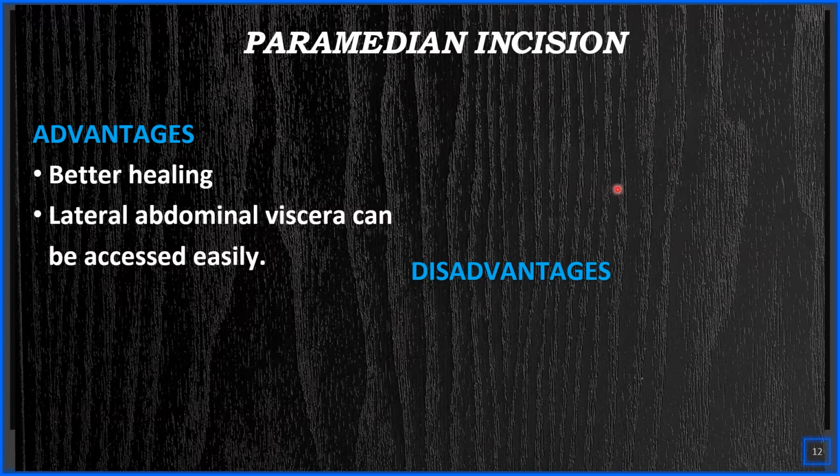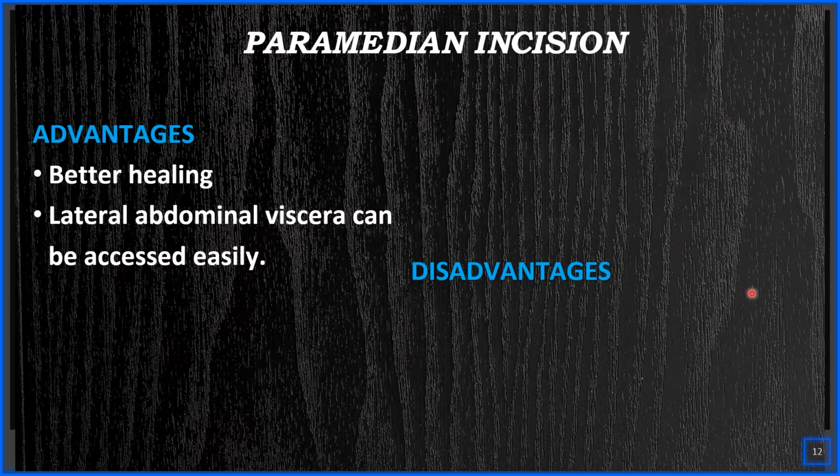In midline incision, the disadvantage was healing was reduced because of the reduced blood supply. In paramedian incision, since it is not on the linea alba, it has better chances of healing, and also the lateral abdominal viscera can be accessed easily. With midline incision, you cannot go towards the lateral aspect. Lateral organs are difficult to visualize, but in case of paramedian incision, lateral abdominal viscera can be accessed easily.